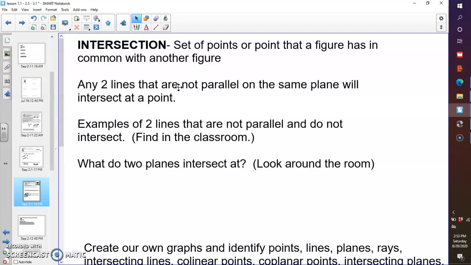Now, the next common definition in math is called an intersection. And, you know, when we think of intersections, a lot of times we think of a street where 2 streets intersect. But the math definition of it, if you think about it, it kind of goes along with it, is a point or a set of points that are shared with another figure.